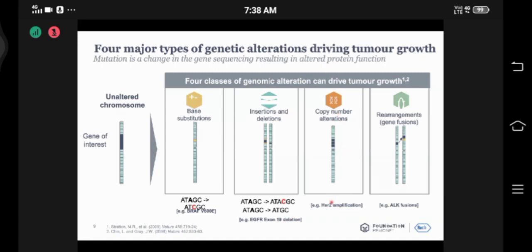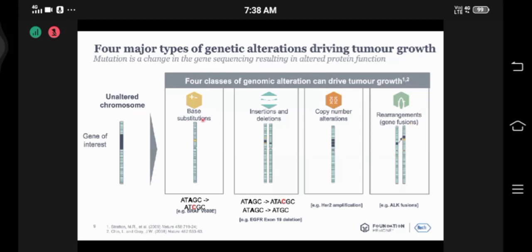Copy number alterations, a classic example here. Again, the number of reads, the number of nucleotides is altered here, and that is a HER2 amplification. Gene rearrangements or fusions are the ALK fusions that we see in lung, the BCR-ABL that we see in CML, which is a very common thing and all of us need to know about it. And these are the rearrangements or gene fusions.